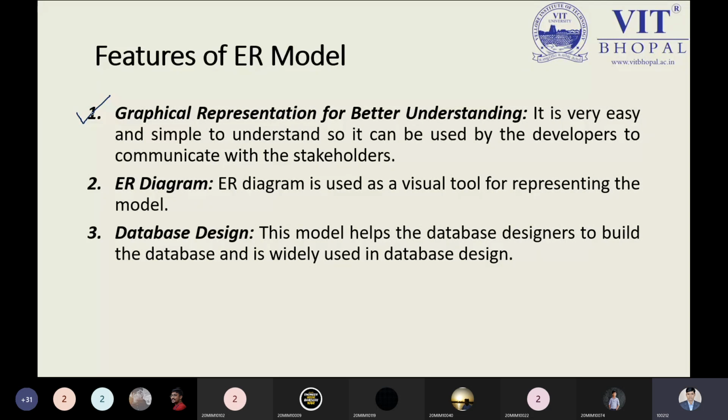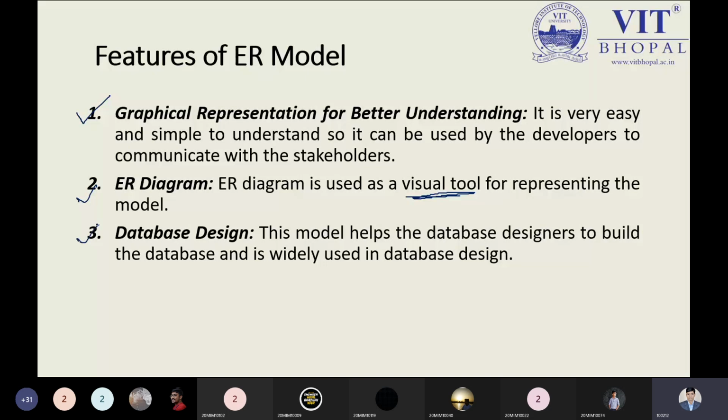Okay, so what you have to keep in mind: visual tool. Focus on this word, visual tool. Okay. So we are representing the logical structure with the help of some notation, so we are able to see things in a pictorial way. So yeah, diagram is better, and it helps to design the database in a simple way. So we have the third point, database design. So we are able to design the database in a clear way.